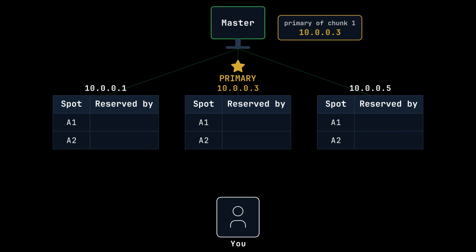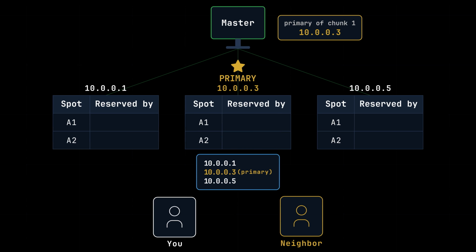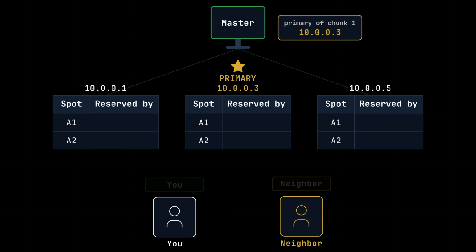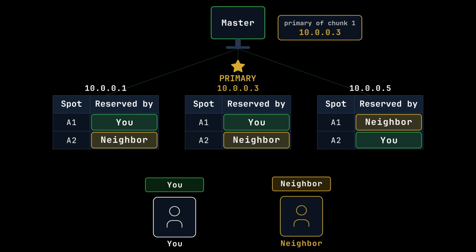The master is the one who chooses this primary. It also makes sure there is one primary for every chunk at any point in time and keeps track of which server that is. Now, when you and your neighbor request a list of chunk servers, the master will provide the list and tell you which one of those chunk servers is the primary. You and your neighbor will receive the list and, just like before, send the updates to all of those chunk servers and wait for their reply.